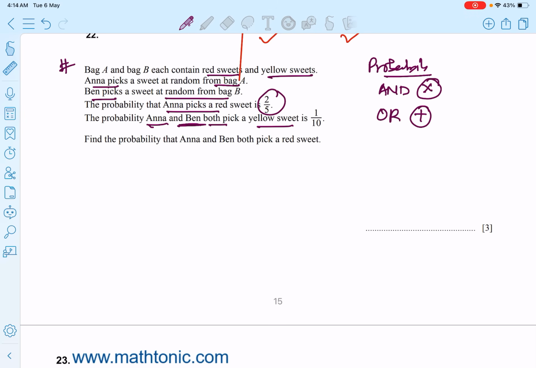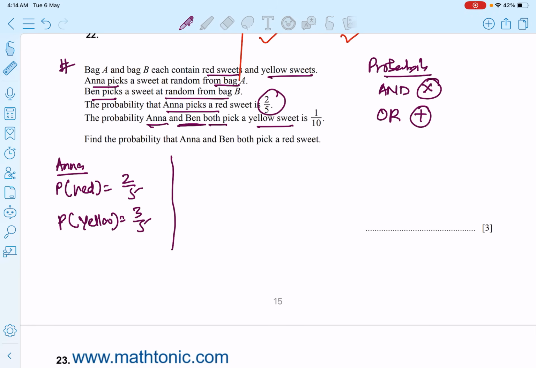First part, correct? Okay. If you see the question carefully, for Anna, I'm talking about the probability of getting red, which is given as 2 over 5. Now you tell me, what is the probability of getting yellow for Anna? It should be 3 over 5. Is it okay? Easy? Right.